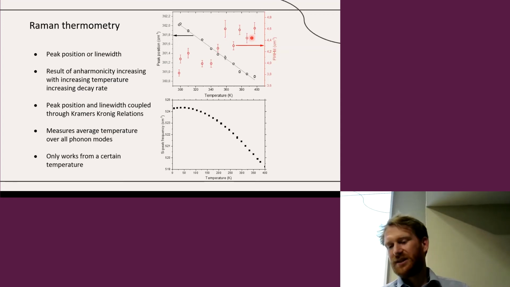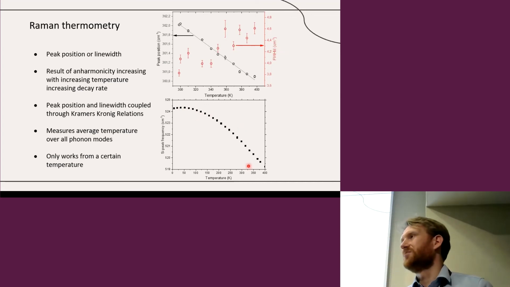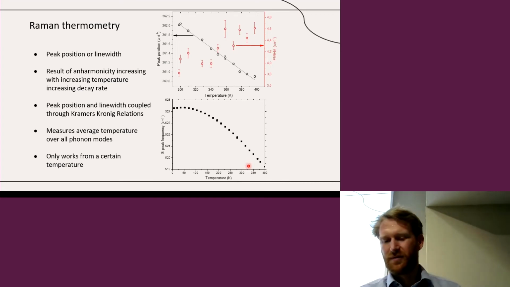One disadvantage of this is that it only works from a certain temperature. Here you see some data for silicon, and we can see that only from around 100 K the peak position starts dropping, and before that the curve is rather flat, so it cannot be used effectively for thermometry.